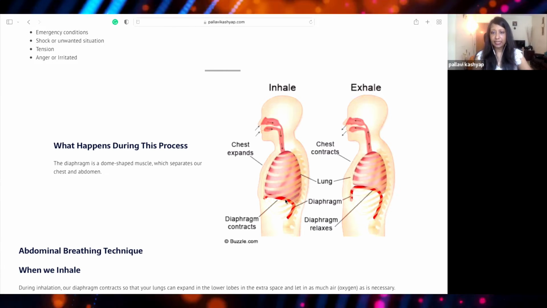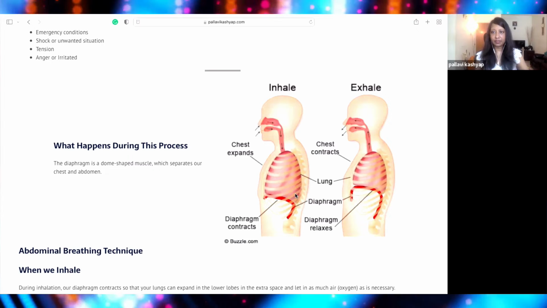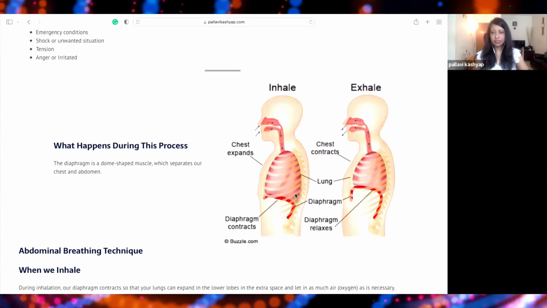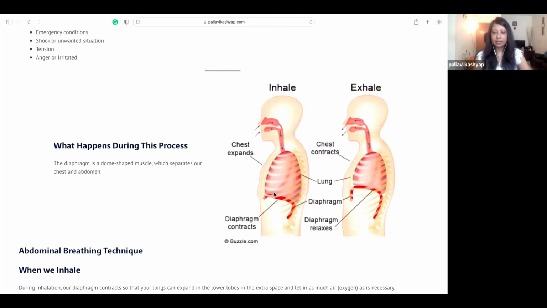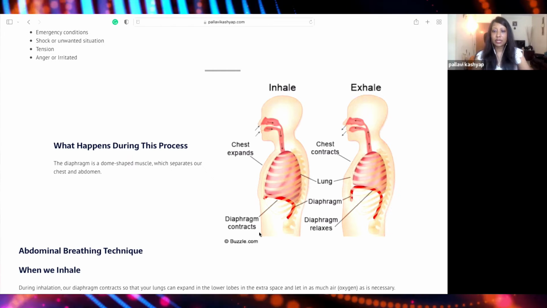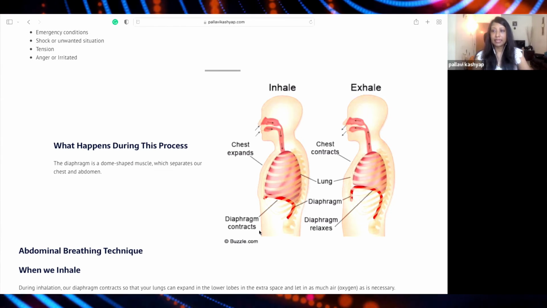When you're inhaling, the lungs become bigger, especially the lower lobes, and when you're exhaling, they shrink. So this is what happens. And when you're inhaling, because the diaphragm comes a little lower, it pushes the belly a little outside, and that is what you understand as the belly becoming bigger. So that is what happens when you are inhaling.